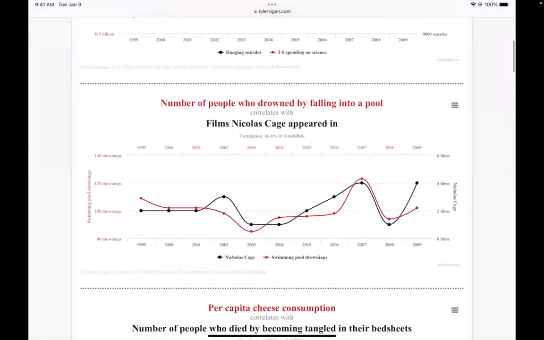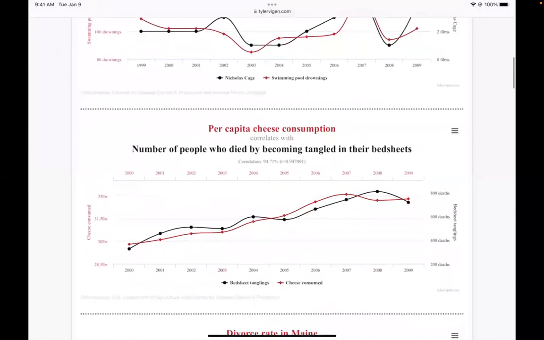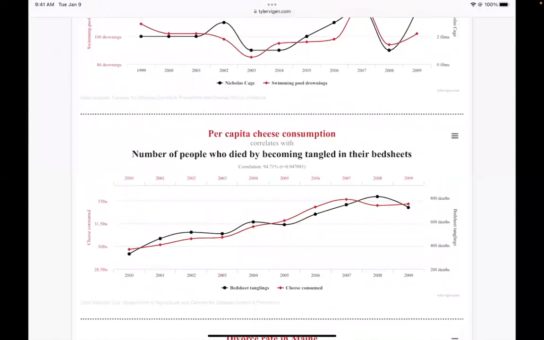Films Nicolas Cage has appeared in, and the number of people who have drowned by falling into a pool. So apparently, if Nicolas Cage is in a movie, people are going to fall in their pool and die. It's moderate, though. It's 0.666. Well, that's kind of scary. This one's funny. Where does one find something like this? That's what I want to know.